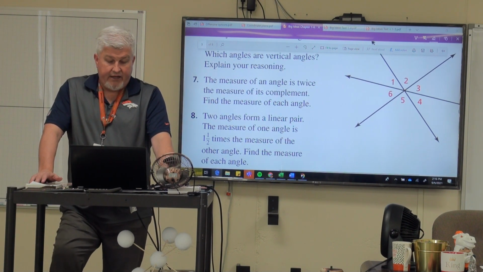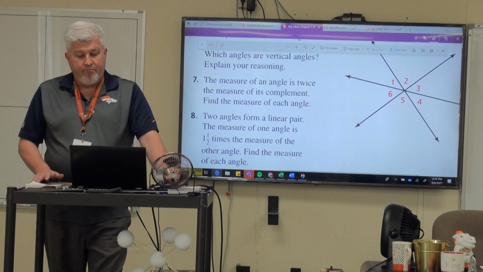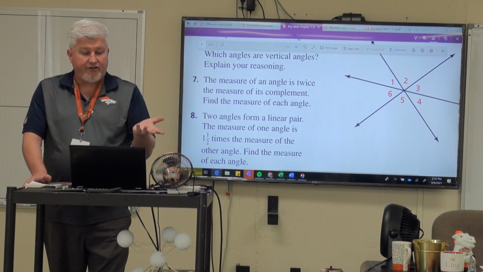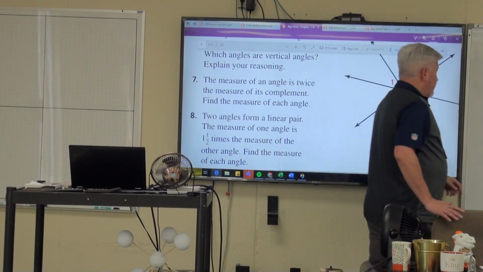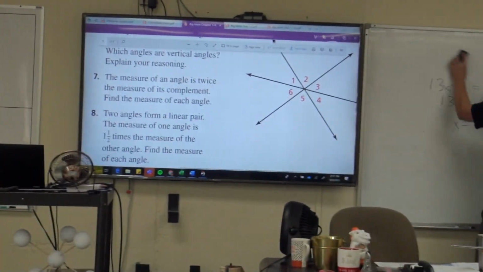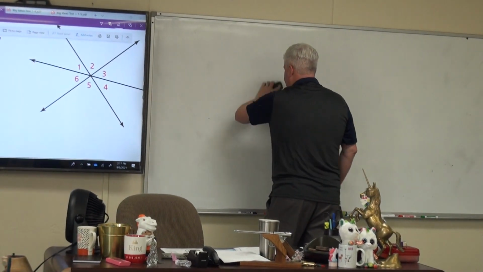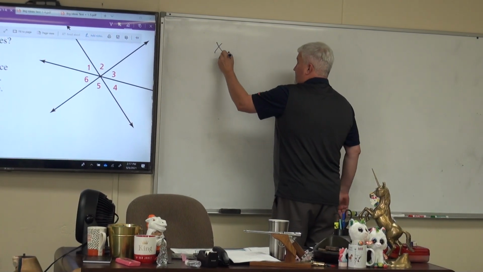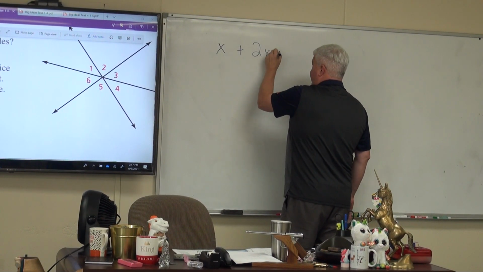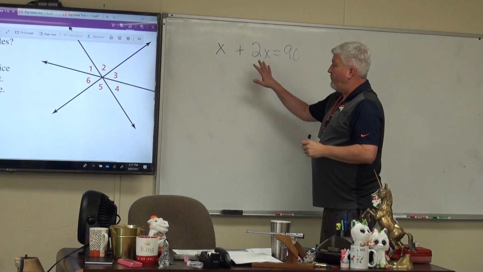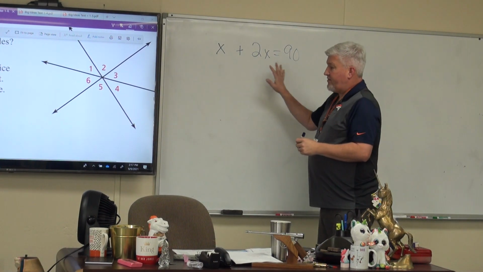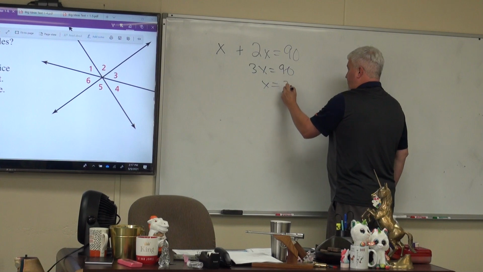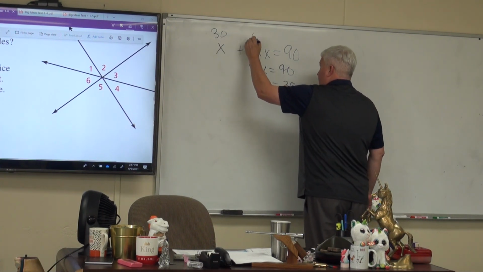So here it says the measure of an angle is twice the measure of its complement. Find the measure of each angle. This has nothing to do with that figure. Not related at all. This is an algebraic problem. The measure of one angle of a complementary pair is twice that of the other angle. So one is x, the other one is twice that, and they're complementary. 3x equals 90, x equals 30. So you've got angle 30 and angle 60.